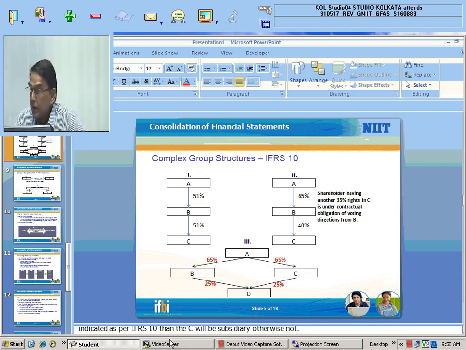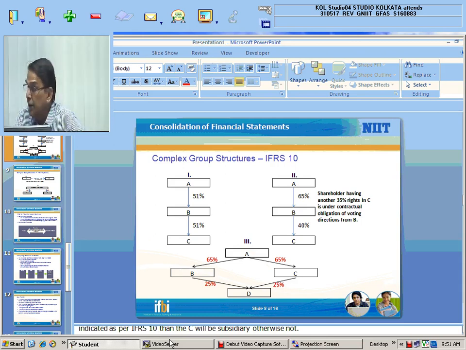Then comes the third example, structure. Here A owns 65% of shares of B, and A also owns 65% of the shares of C. Another company D owns 25% of the shares of B, and 25% of the shares of C. Now it is a clear case where A directly controls both B and C, because A has 65% of the voting rights in B, and also 65% of voting rights in C. So it has direct control over both B and C. So both B and C will be considered subsidiaries of A. So A is the parent of both B and C.